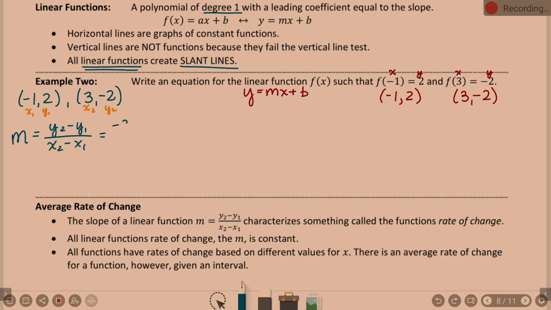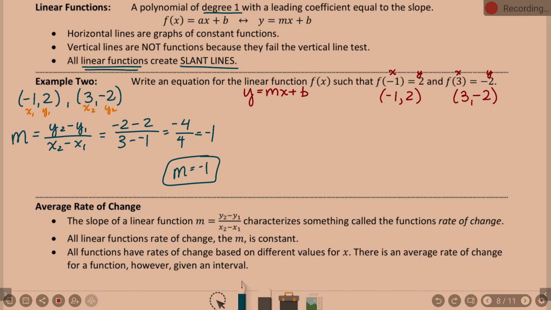The way I set mine up, negative 2 minus 2 over 3 minus negative 1. And what are we getting? Negative 1. Okay, so we have a slope of negative 1. Now we're halfway there.